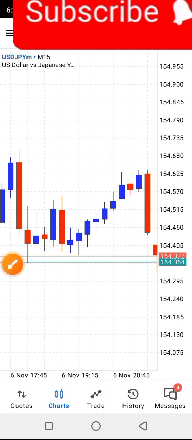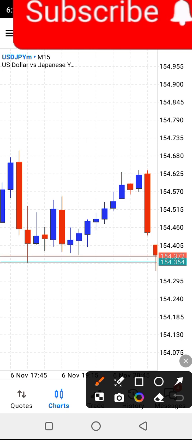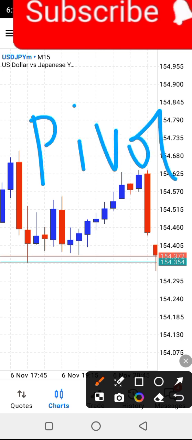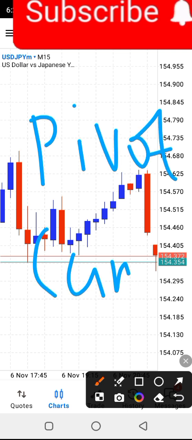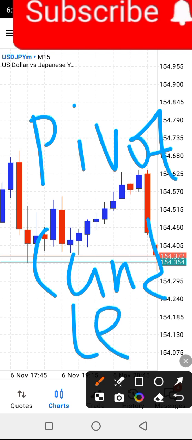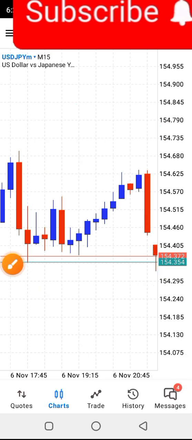All right, so what do you look out for? What you look out for when you want to determine the level where you have the change in state of delivery is what I call the pivot candle. Okay, you want to look for the pivot candle. So this pivot candle is usually the candle that swept liquidity last. Okay, so in an uptrend it's going to be a candle that swept liquidity last in the upwards direction, while in a downtrend you look for that candle that swept liquidity last in the downwards direction.